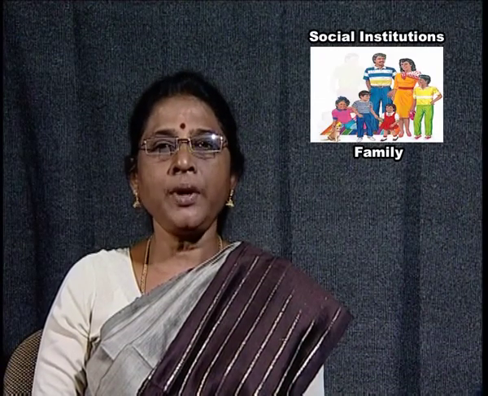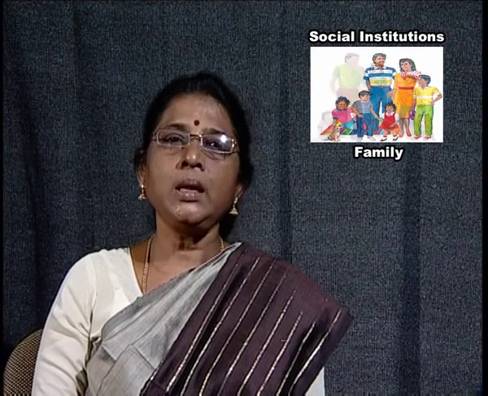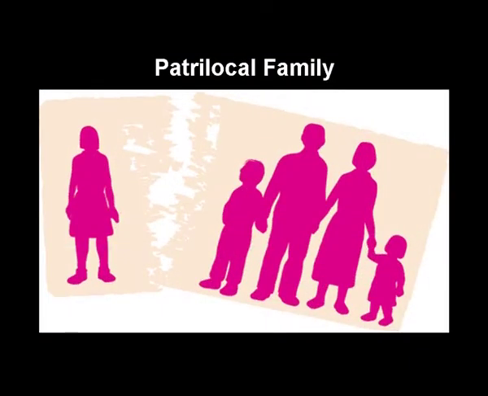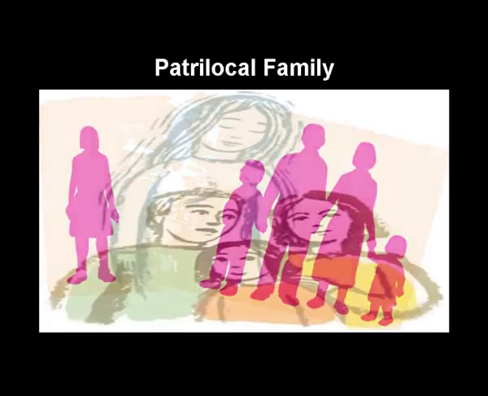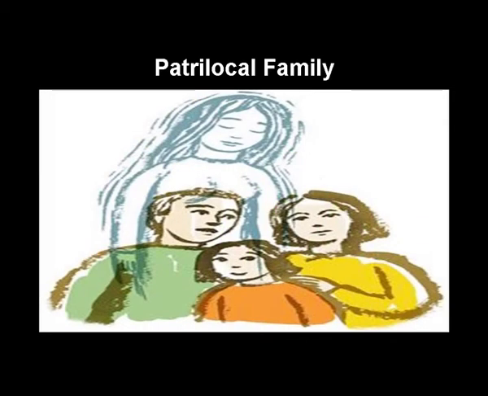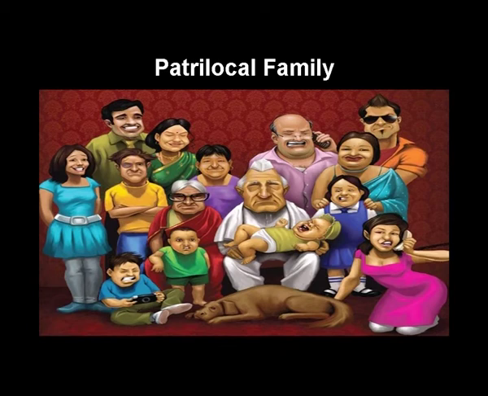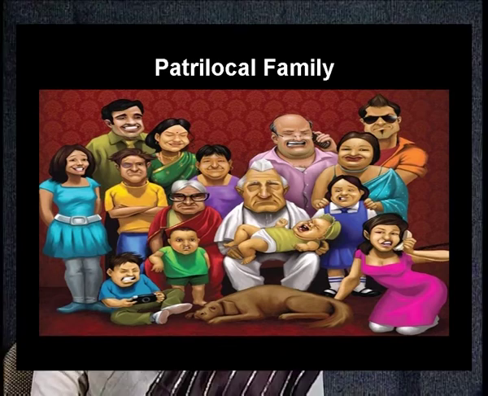Family may be classified on the basis of residence. These are patrilocal, matrilocal, neolocal and avunculate. The first one is patrilocal families. In this kind of family, the wife goes and lives in the house of her husband after the marriage. All the male children of the father live in or around the house at all ages.